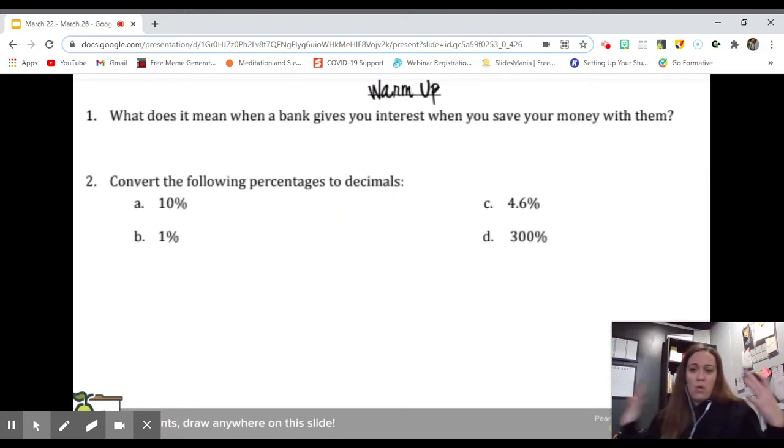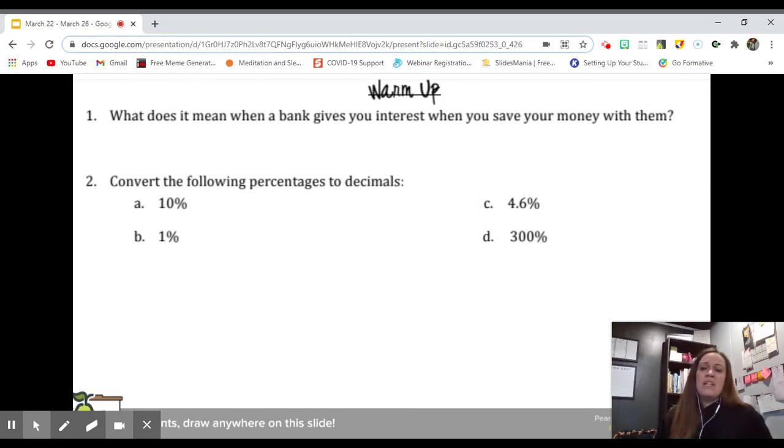So we're going to start you off with a warm up. What does it mean when a bank gives you interest when you save your money with them? I have a banking account, I have checking and savings, and then I have a certain percentage that they pay on interest. At the end of a month, I get just a little chunk of change from the bank. Whenever they're paying something on interest, they're adding that onto your money, and it's based on a particular percentage, whatever you set up with the bank and what type of bank account you have.